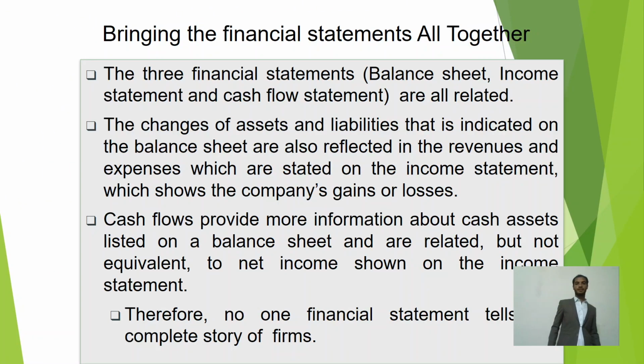Bringing the financial statements all together, the three financial statements, balance sheet, income statement, and cash flow statement, are all related. The changes in assets and liabilities indicated on the balance sheet are also reflected in the revenue and expenses set out on the income statement, which show the company's gains or losses. Cash flow provides more information about cash assets listed on the balance sheet and is related to, but not equivalent to, the net income shown on the income statement. Therefore, no one financial statement tells the complete story of a firm.